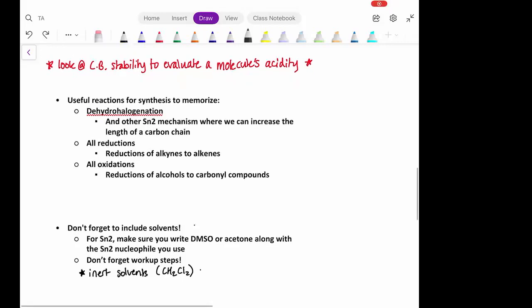Another thing is, don't forget to include solvents when you're writing your reactions or reagents in any part of the exam. So for SN2, make sure you include DMSO or acetone along with the SN2 nucleophile you use.